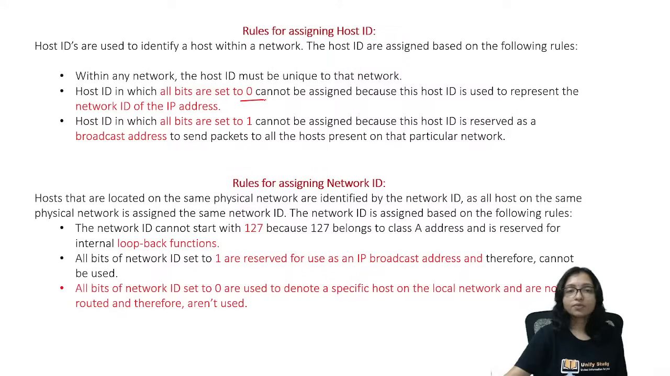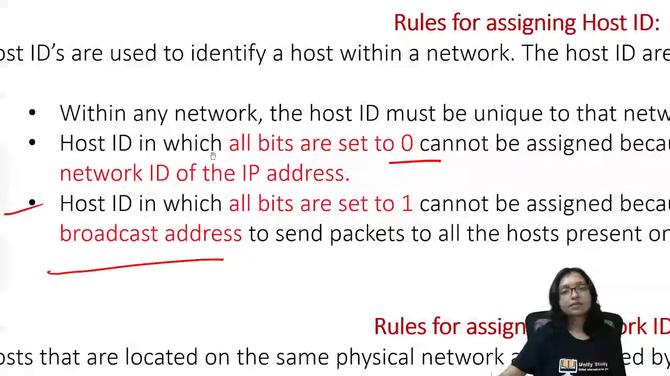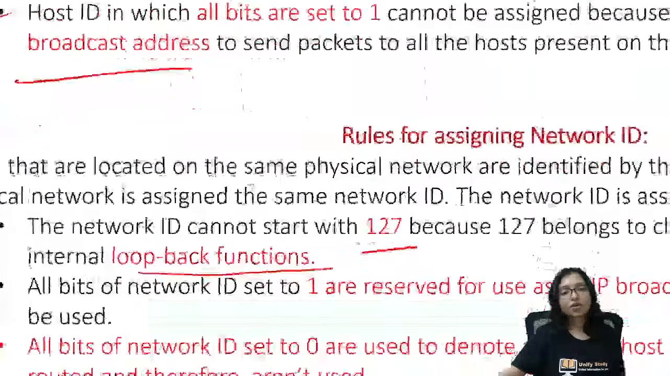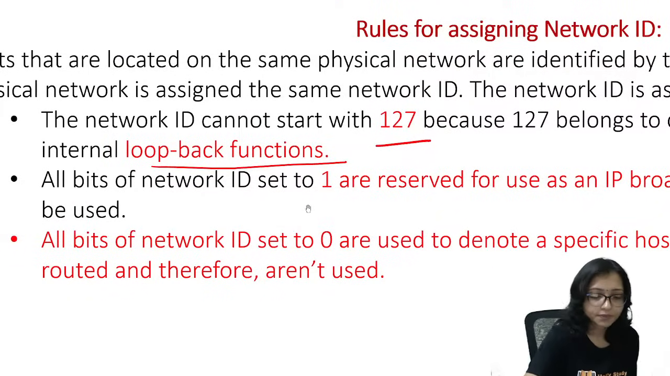All bits 0, that is your net ID. And all bits 1, that is your broadcast ID. 127 is always the loopback address. These are some important points that you have to remember. I am zooming it, go through it and remember it. These are all important points.